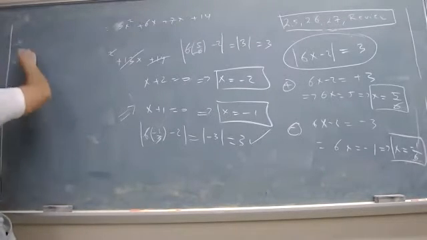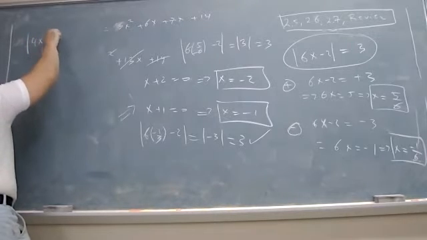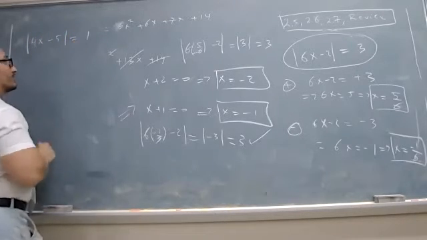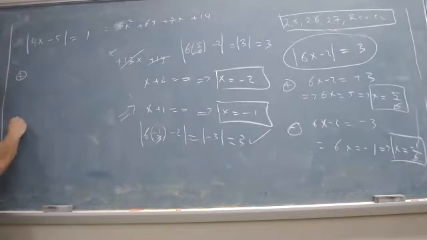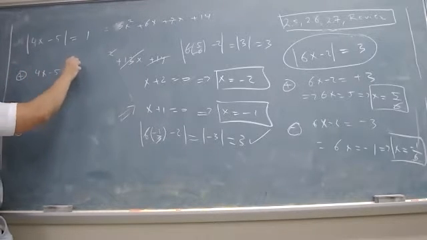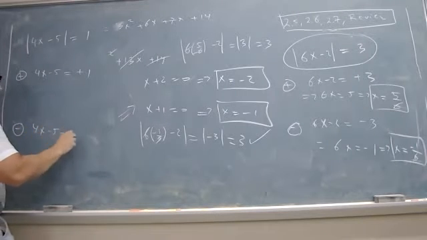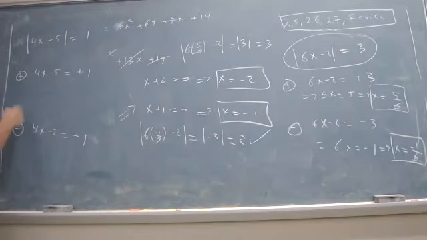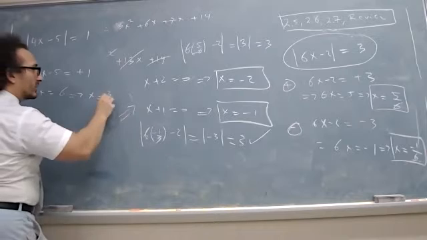What about absolute value of 4x minus 5 is equal to 1? To solve these, you set up a positive case and a negative case. You say 4x minus 5, positive case is equal to positive 1. 4x minus 5, negative case is equal to negative 1, and you solve for x. So I get 4x is equal to positive 6. That implies x is equal to 6 over 4, which is the same thing as 3 over 2.